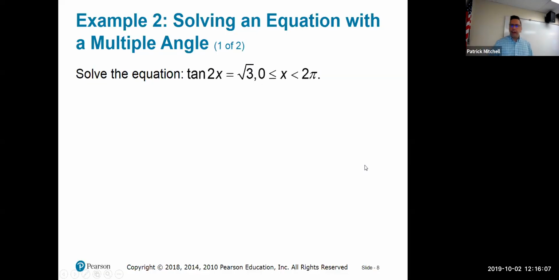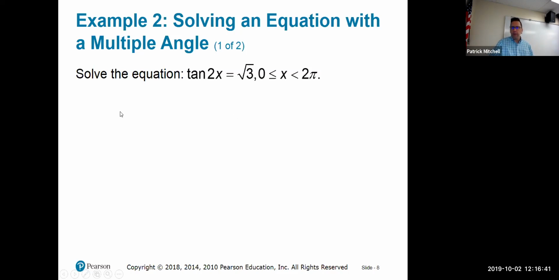All right, the next example is solving an equation with a multiple angle. When they say multiple angle, they mean there's a number attached to the x, right? So this one says the tangent of 2x equals the square root of 3. And notice this time they just want solutions between 0 and 2 pi. So we're not going to have to do the plus 2n pi or whatever it is. There will not be a letter n in the answer for this one.